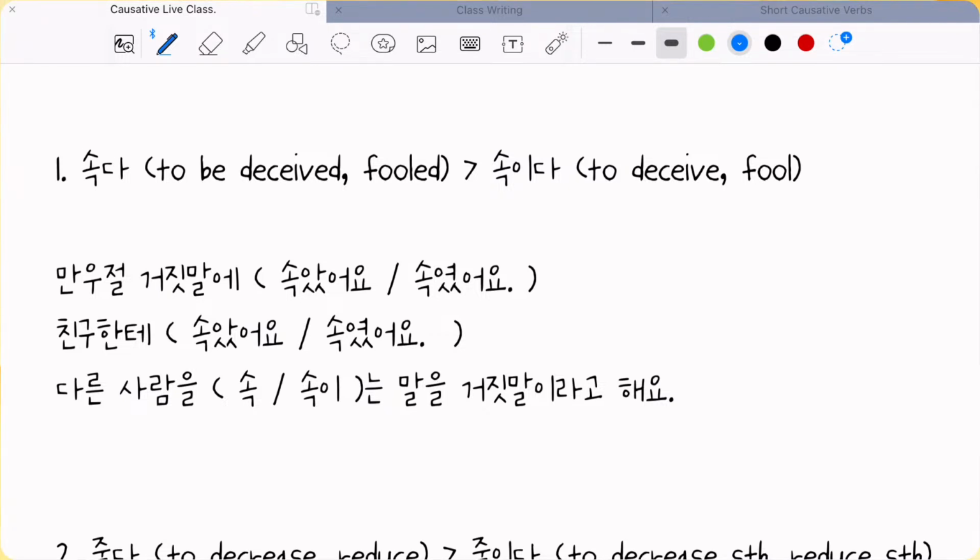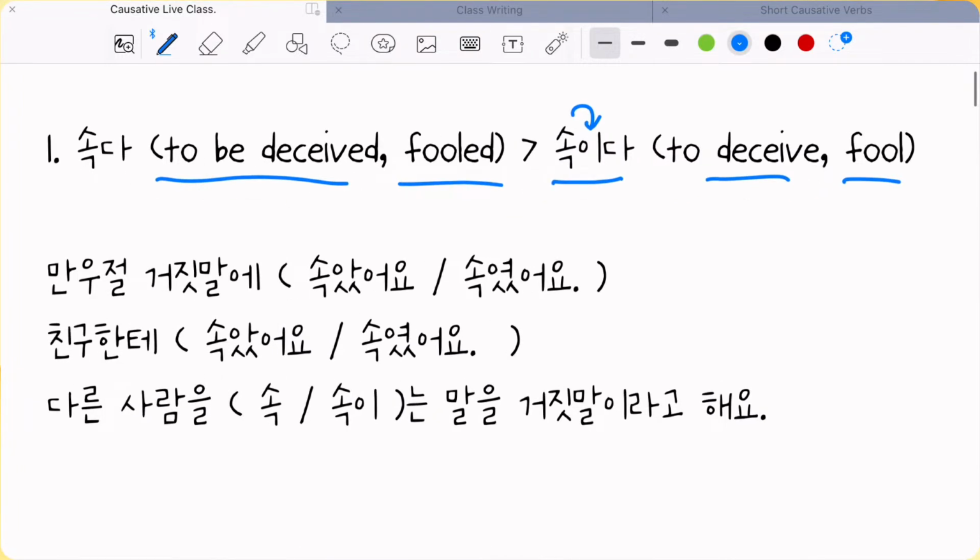속다 먼저 시작할게요. 속다. 속다 means to be deceived, actually, to be fooled. And 속이다, by adding 이, would mean to make somebody fooled, as in to make somebody deceived. So deceive someone or fool someone. 그러면 여러분, let's get straight to the quiz. 일단은 만우절 거짓말에 속았어요 or 속였어요.